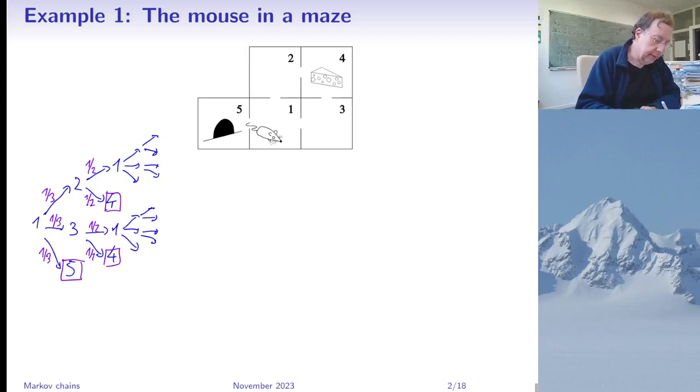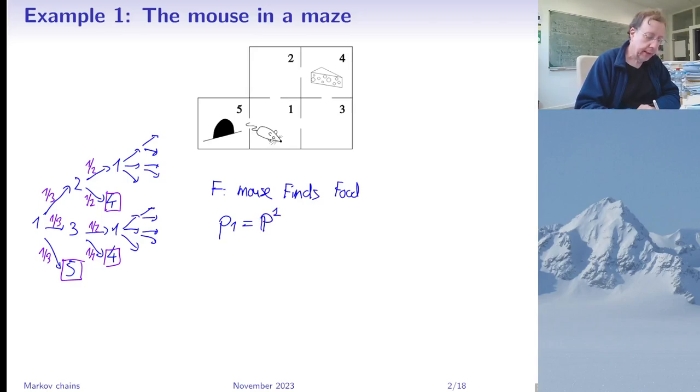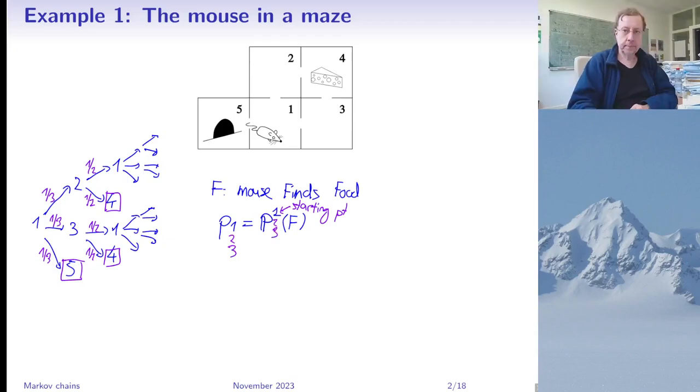Now, if I call F the event that the mouse finds the food, we are actually interested in probabilities. So P1 would be the probability starting in room number 1 that the mouse finds the food. So the 1 here would be the starting point. But we can do the same with 2 and 3.